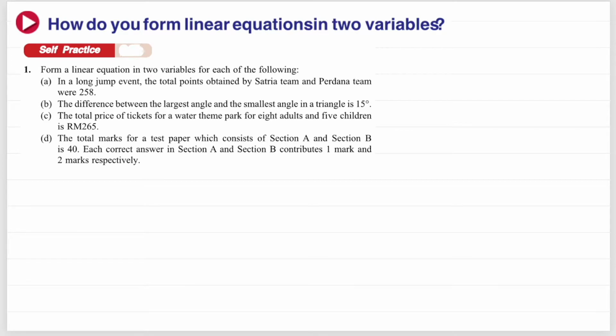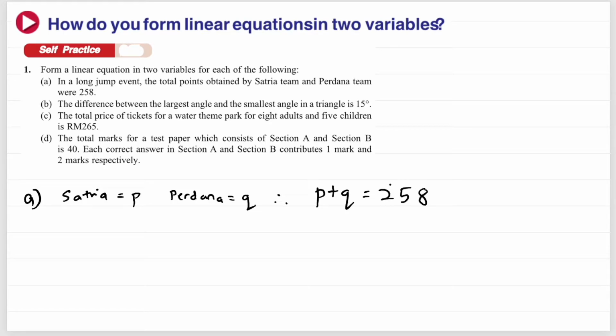Now how do you form linear equations in two variables? When you are given a sentence, how do you express it as a mathematical equation? Okay, so look at A. In a long jump event, the total points obtained by Satria and Perdana. So you let something first. You let Satria be, let's say P, and then Perdana as Q. Okay, so total points means you add P and Q. So P plus Q is equal to 258. Just like that.